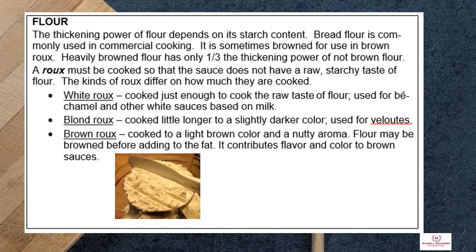The kinds of roux differ on how much they are cooked. White roux. Cook just enough to cook the raw taste of flour, used for bechamel and other white sauces based on milk. Blonde roux. Cook a little longer to a slightly darker color. It is used for velouté. Brown roux. Cook to a light brown color and a nutty aroma. Flour may be browned before adding to the fat. It contributes flavor and color to brown sauces.